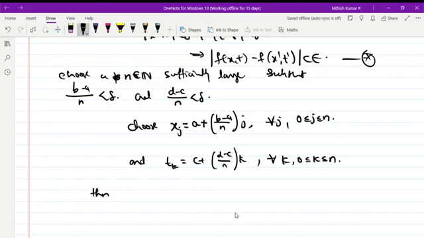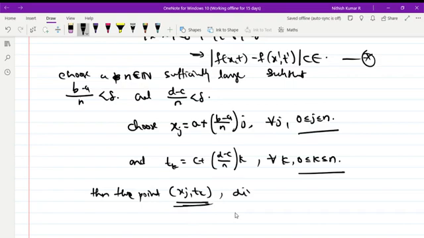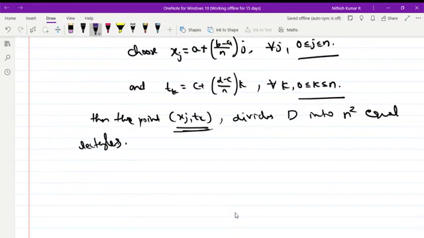So we are getting n plus 1 points x_j's and t_k's. Considering then the points x_j comma t_k, where j varies from 0 to n and k varies from 0 to n, these points divide our closed rectangle D into n squared equal rectangles.